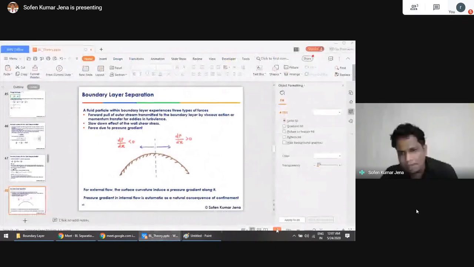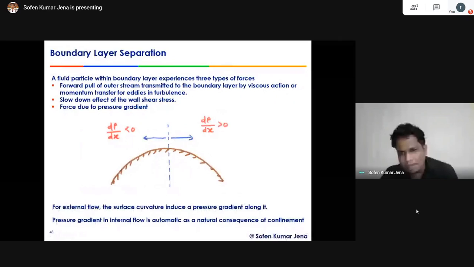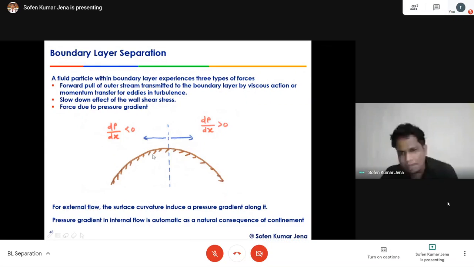For the external flow, surface curvature induces a pressure gradient. Why does surface curvature induce a pressure gradient, while in an internal flow it is automatic because of the confinement, because every part is surrounded by a solid boundary, right? Even for a curved body, I can divide the pressure gradient into two parts. At the tip of the curvature the slope goes on increasing. Here the slope is maximum, and then again the slope goes on decreasing.